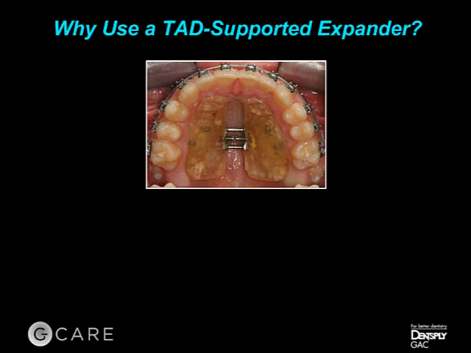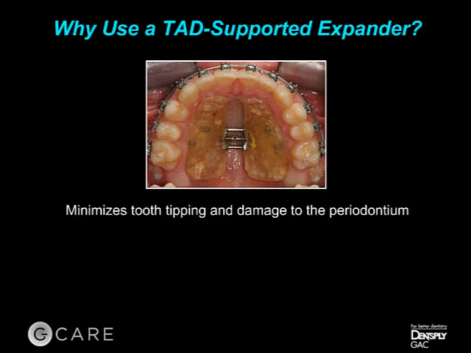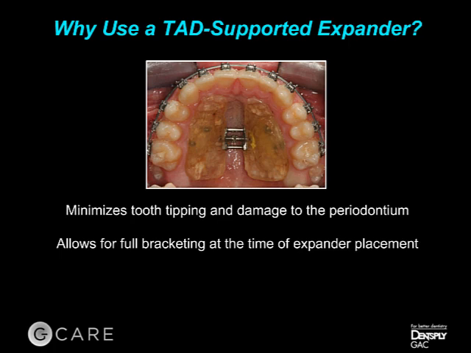So to end, I'd like to talk a little bit about the TAD-supported expander now, and how this has really affected the way I practice and how you can start incorporating it into your office as well. So with this appliance, the reasons that I have chosen to use this are that it minimizes the tooth tipping because we're not anchored to the teeth, we're directly anchored to the jaw. So that any tooth tipping or damage to the periodontium that may be likely with a bonded or a banded expander on an older kid is going to be minimized. At the same time, we can also put all the brackets on at the same time because there's nothing on the teeth preventing us from doing so. So that helps us be a lot more clinically efficient with our treatment.